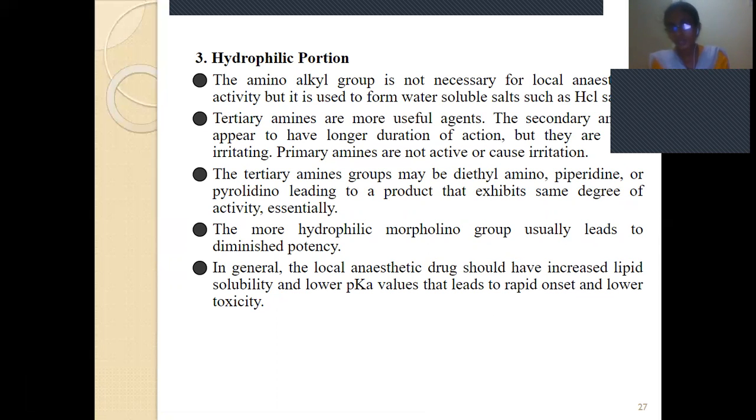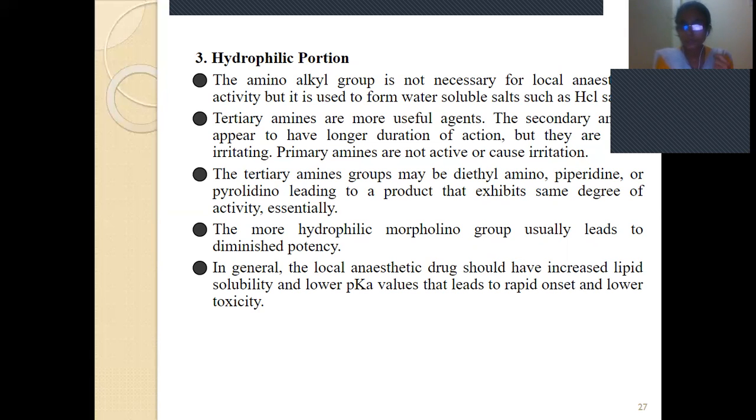So basically the local anesthetic does not require the alkyl amino alkyl, but the drug has to be soluble in water. For that purpose, the amino alkyl group is necessary. Tertiary amines are more useful agents, and secondary amines have a longer duration of action, but they cause nerve irritation. Primary amines are not active and also cause irritation.